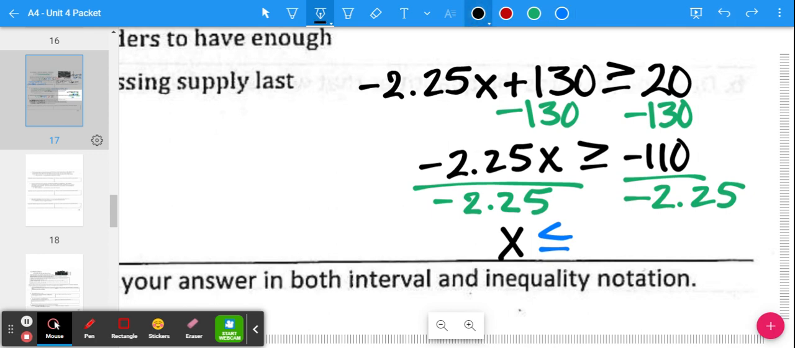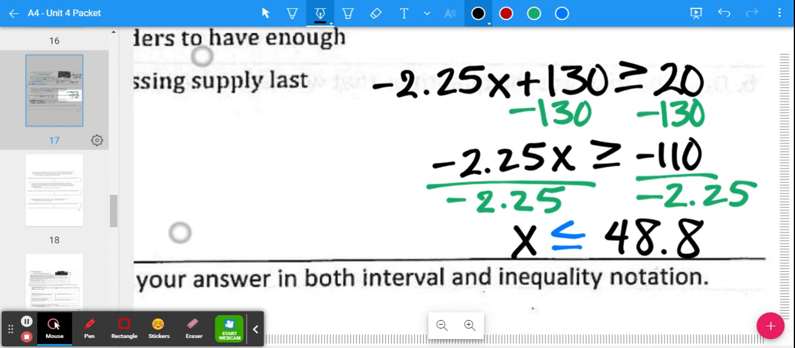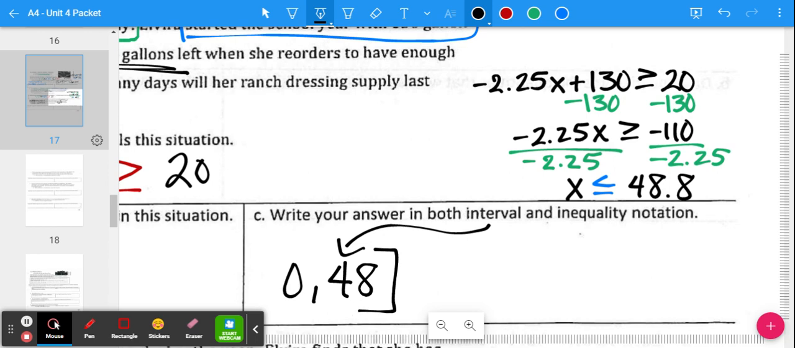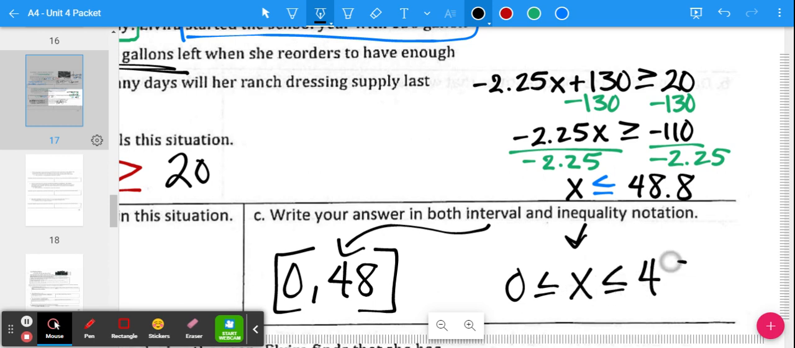And we're left with 48.8. So that means it's up to 48.8 days, but we already said that whole numbers is all we can have. So if we look at it, x has to be less than 48.8, which means we're going to round down to 48. So our interval notation is from day 0 to day 48. And our inequality is 0 is less than or equal to x, which is less than or equal to 48.